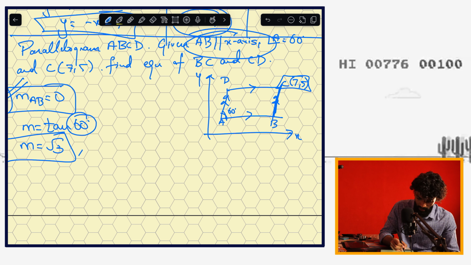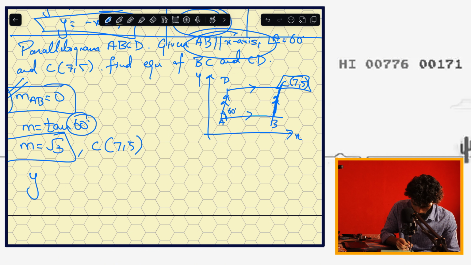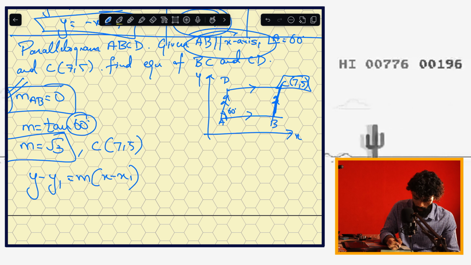Along with this, a point is given to me. C is nothing but 7, 5. You have a slope, you have a point. Can we find the answer? Obviously, using what form? Using point slope form. I like the point slope form here. y minus y1 equals m into x minus x1. Now what am I trying to find? I'm trying to find the answer for BC here.